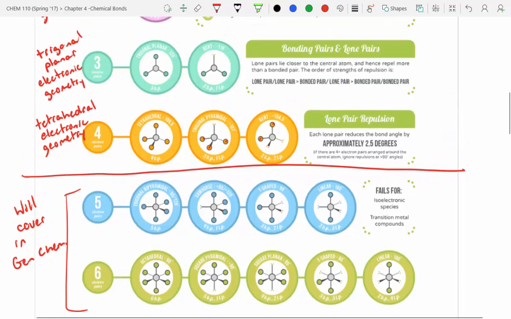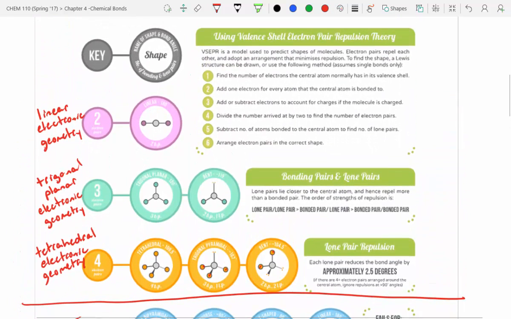But we're only going to be focusing on linear electronic geometries, trigonal planar electronic geometries, or tetrahedral electronic geometries. Yep? So is water just an exception as to it won't be linear? Yeah, so if we go back and we do water, right?